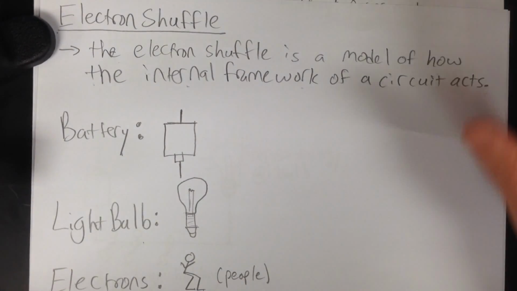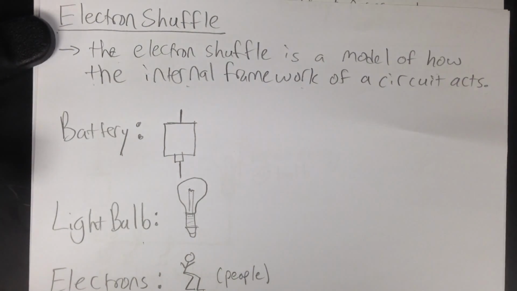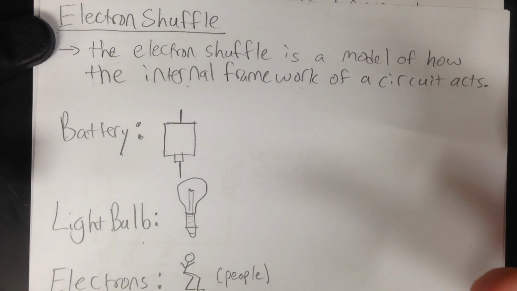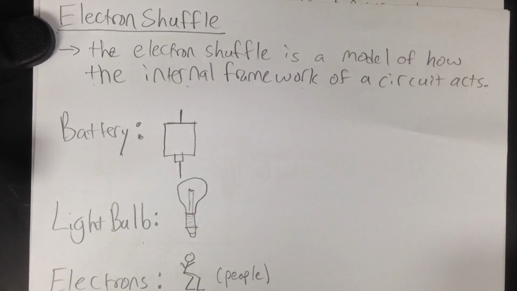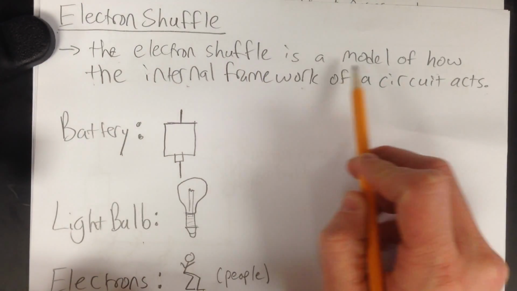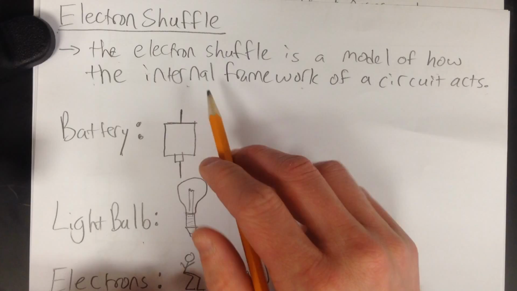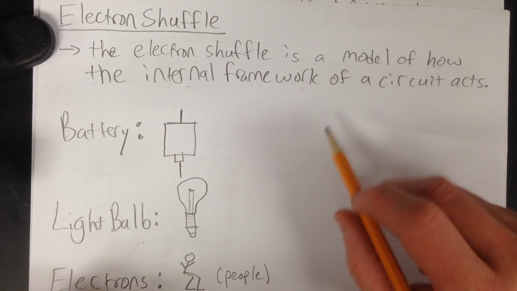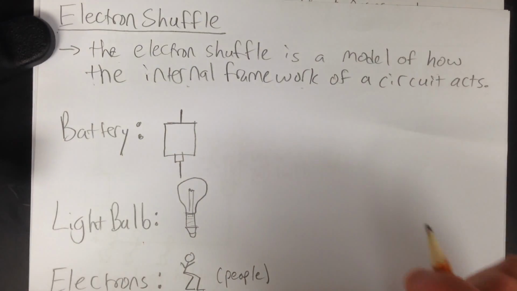Hey guys, these are your notes on the Electron Shuffle. The Electron Shuffle is just about what goes on inside the wires of a circuit. What's going on with those electrons that they travel around the wires in a circuit? So let's start. The Electron Shuffle is a model of how the internal framework of a circuit acts. What are those electrons doing in a circuit?